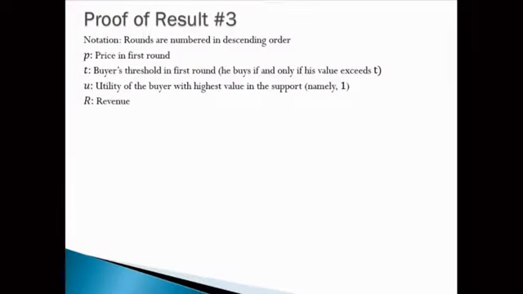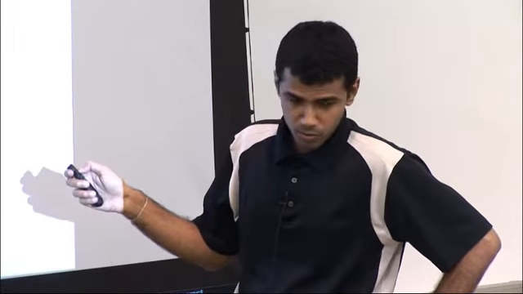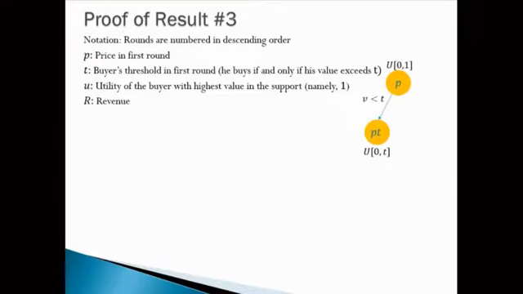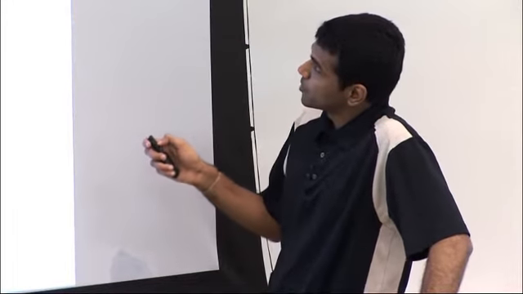So if you restrict the seller to Markovian strategies, again the same notation, let's say P is the price in the first round, and T is the buyer's threshold. If value is higher than T, you'll buy, otherwise you'll reject. U is the utility of the buyer with the highest value, namely 1, and R is the revenue. You draw this diagram, and here again, if the value is less than T, you update the distribution to uniform 0, T. Then we know that the price should be the same as before, but scaled by T, PT.